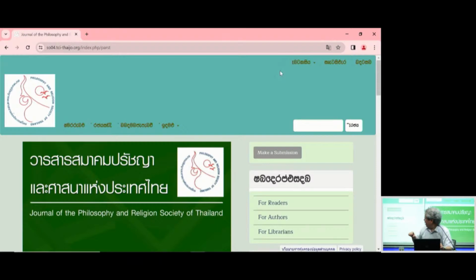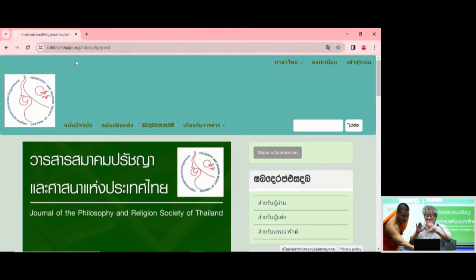It's in Sinhala. It's in Sinhala. Thai and Sinhala. Can you change it to English?